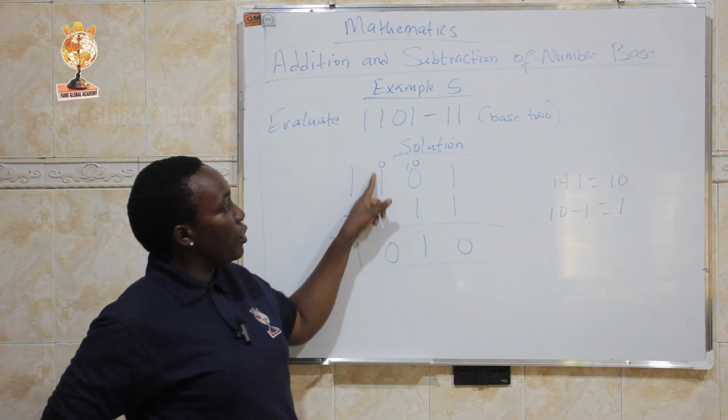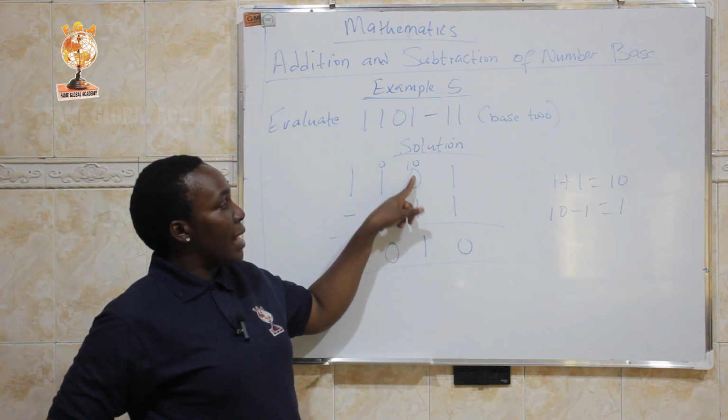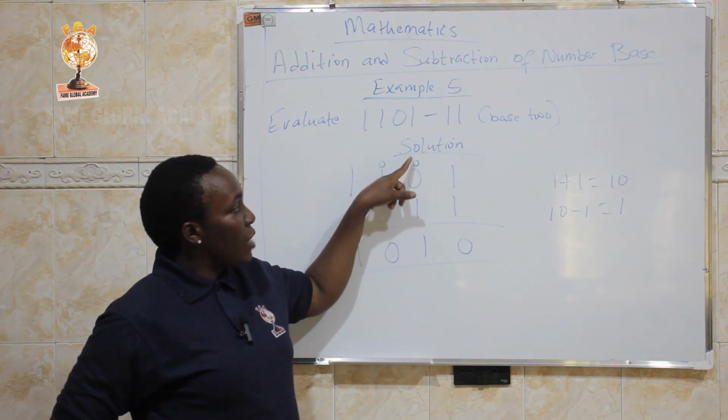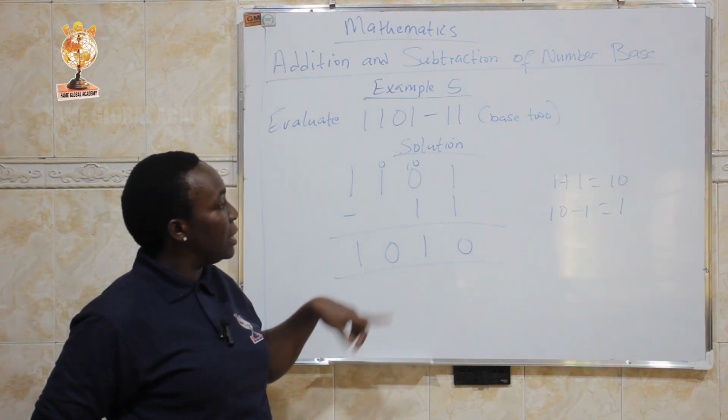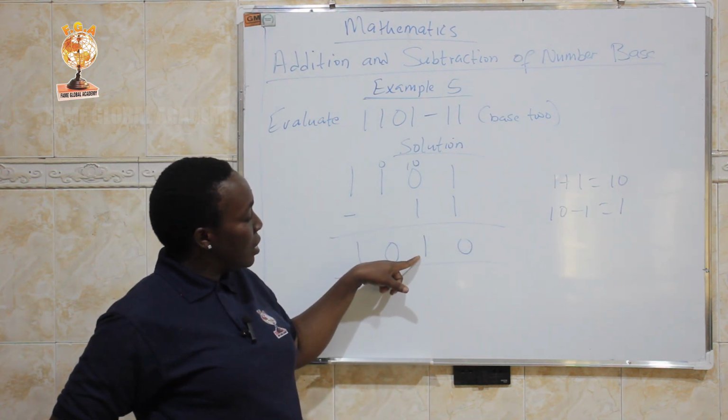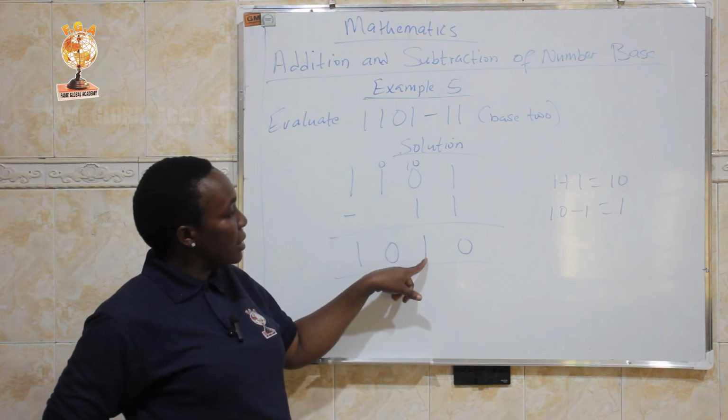So the one you are borrowing, you borrow it as what? 10. And add to this 0 to give you 10. So you have 10 minus 1. The answer will be what? 1. Alright? So when we have this, we have the 1, 10 minus 1, the answer is 1.